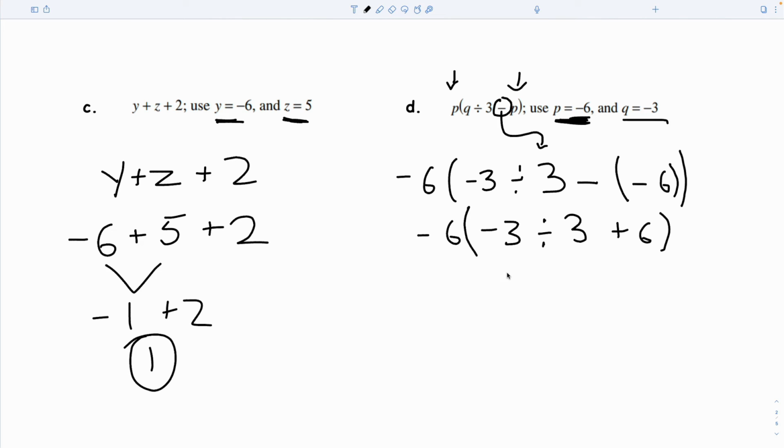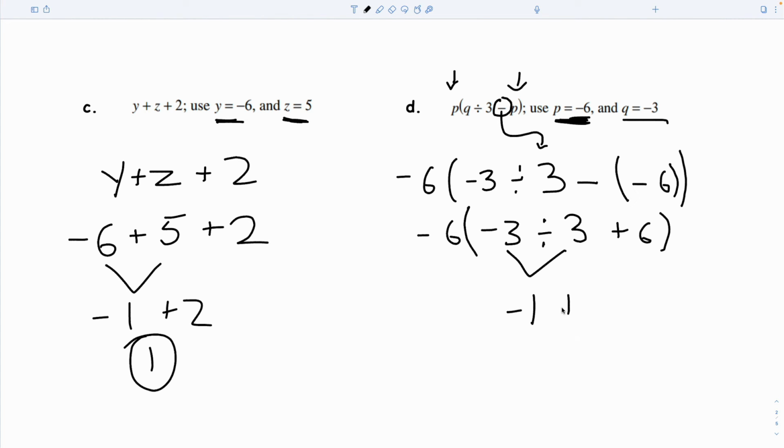Let's keep chipping away. Some problems will be easier like C. Some will have a lot of steps like D. Sierra, what am I going to do in the parentheses? Division or addition? Divide first. Negative 3 divided by 3 is what, Lauren? Negative 3 divided by 3? 3 divided by 3 is what? It's a 1 and it's negative.